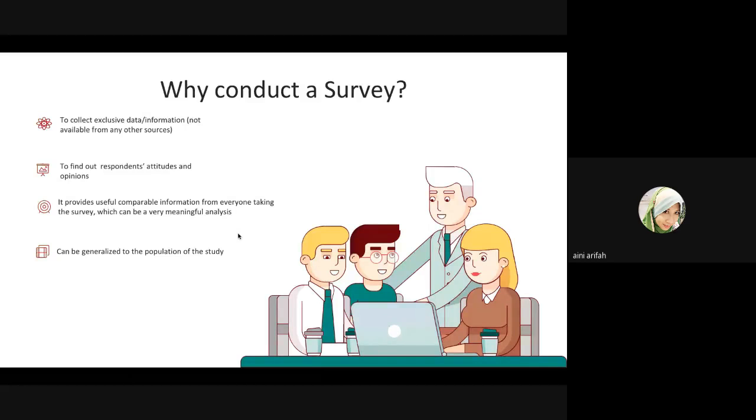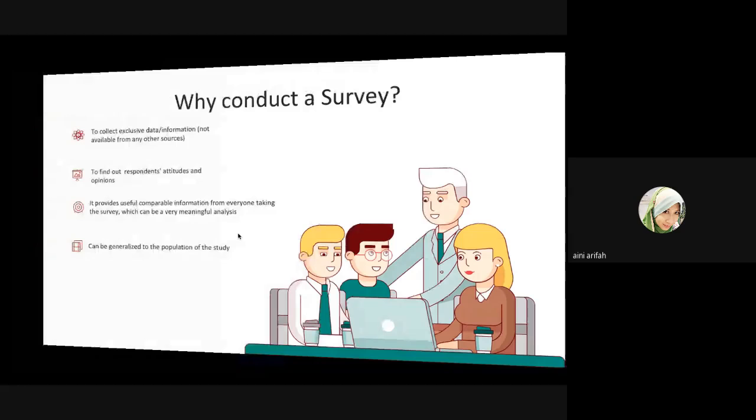analysis. For example, if you conducted a program and you think that the program is very successful, but after you conducted a survey asking about the response from the participants of the event, then you might find out what are the bad side or the good side of the event, whether it's really successful or not. So people can actually go through many different opinions of a certain event if you conduct a survey after a certain event. And lastly, it can be generalized to the population of your study.